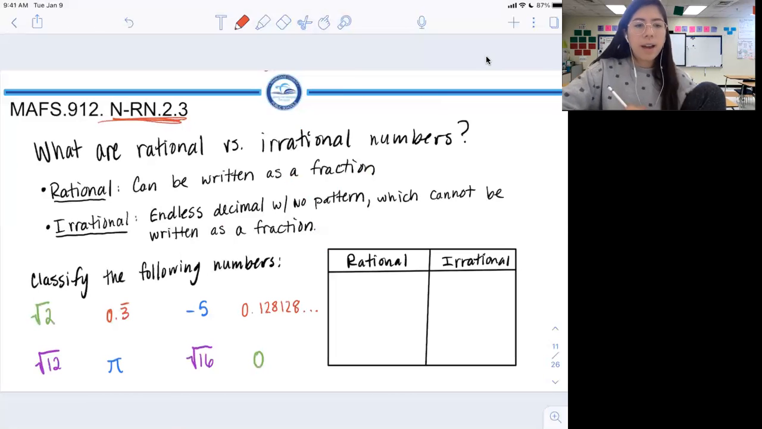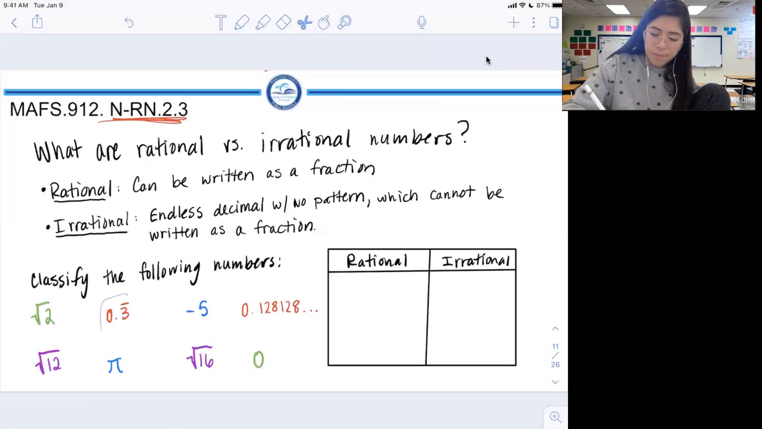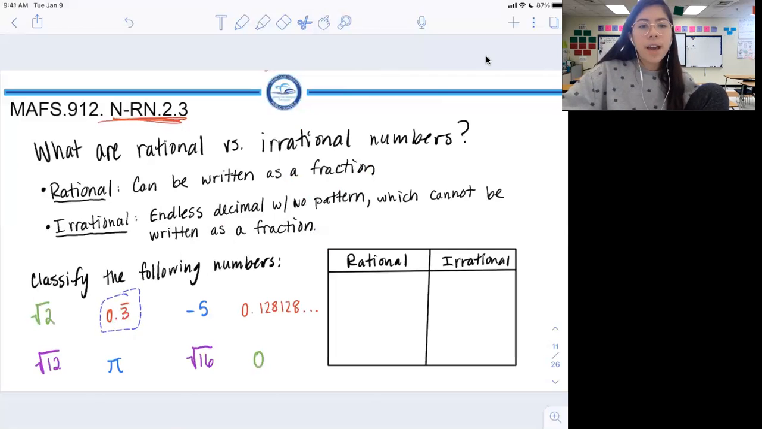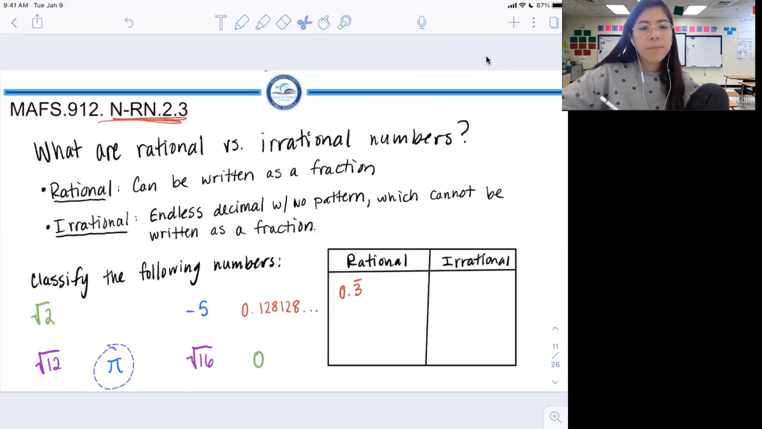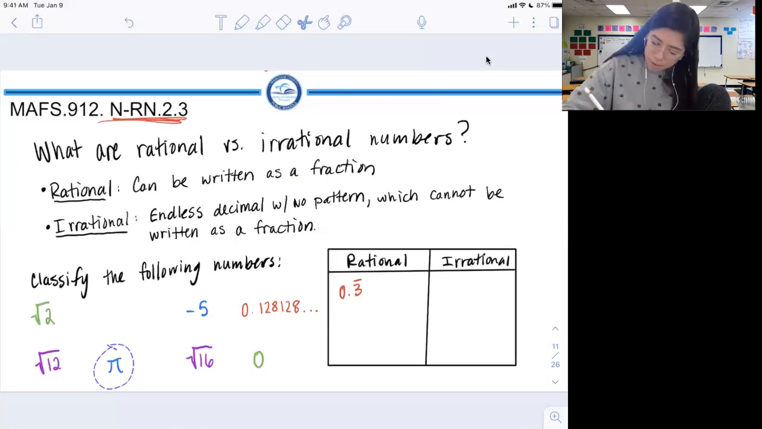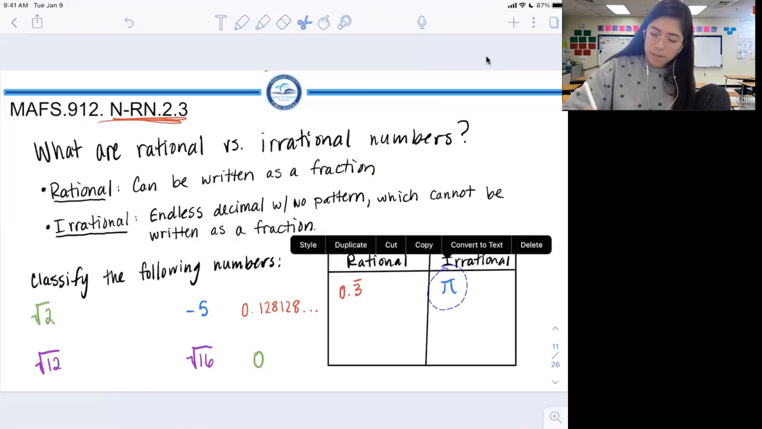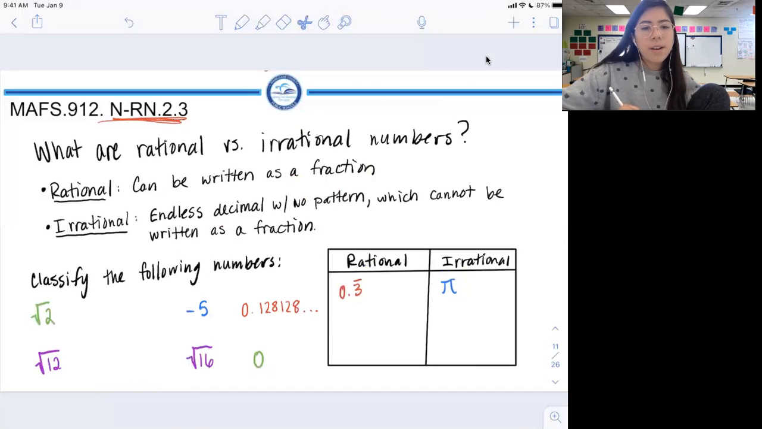So tell me, is that rational or irrational? Irrational, because it's endless. Keep reading: endless decimal with no pattern. Does that have a pattern? Yes. So that's rational. Okay, what else? Give me another one. Doesn't matter if it's rational or irrational. Pi. What's that going to be? Irrational. It doesn't have a pattern. Good.